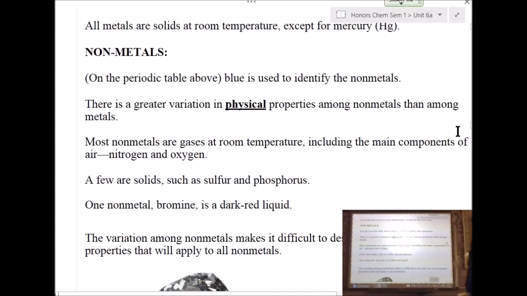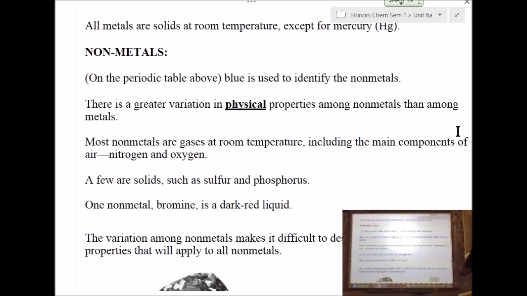All right, nonmetals. On the periodic table, again, the one that I gave you, it's that blue section, the one that's to the right of the stair step. These nonmetals, generally speaking, are very poor at conducting heat. They're very poor at conducting electricity. That's a generalization. And most of the nonmetals at room temperature are a gas. Not all of them, but most of them.